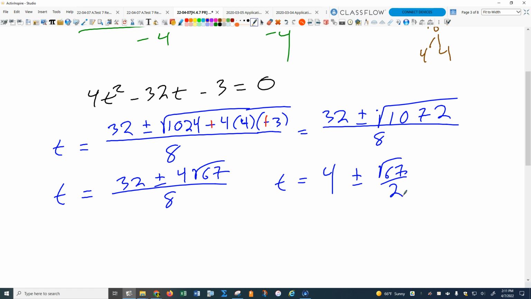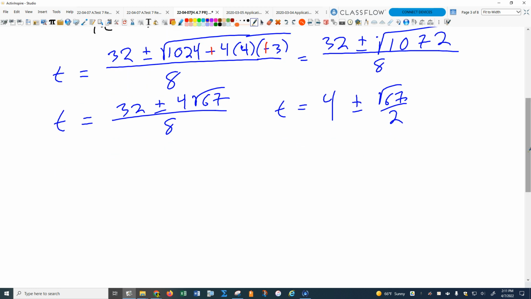Okay, so let's turn those into decimals, how about? Because that doesn't mean much to us in terms of how many seconds that is. We want it in terms of decimals probably. So if we turn those into decimals, what are my two values here? T is approximately equal to this, or T is approximately equal to that. What is 4 plus the square root of 67 over 2, somebody?